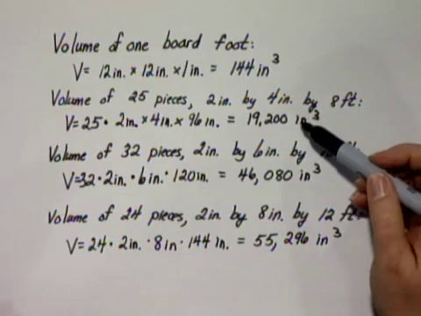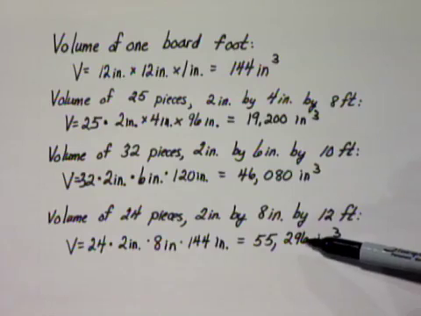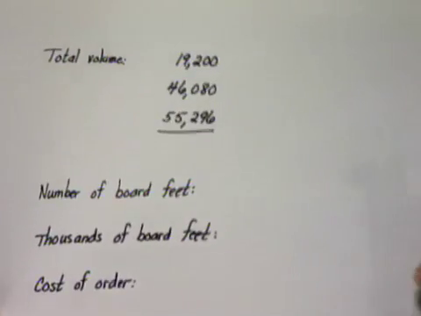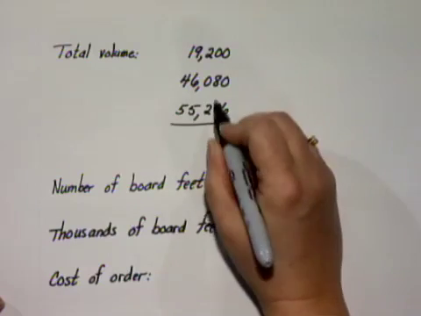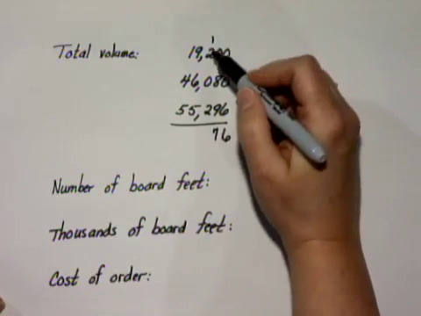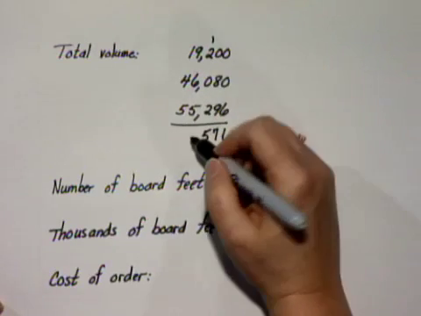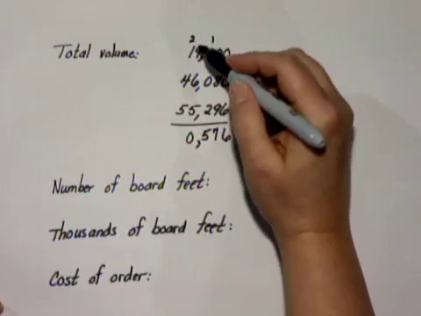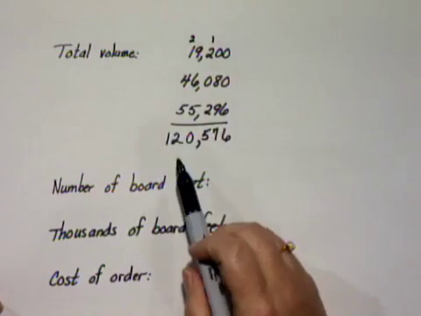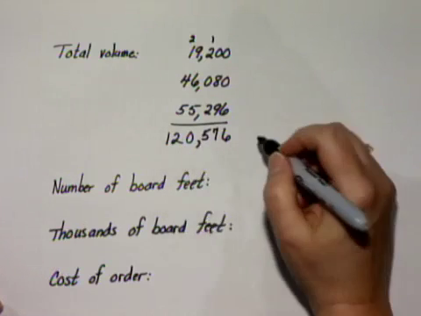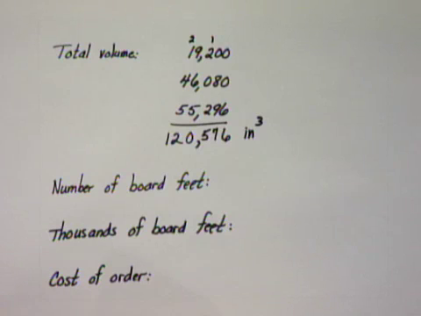Now we need to find the volume of the total by adding 19,200, 46,080, and 55,296. When we do that, we get 6. 8 plus 9 is 17. 1 plus 2 plus 2 is 5. 9 plus 6 is 15, plus 5 is 20. And 2 plus 1 is 3. 7, 5 is 12. So we have a total of 120,576 cubic inches purchased. Now we have to calculate how many board feet that is.